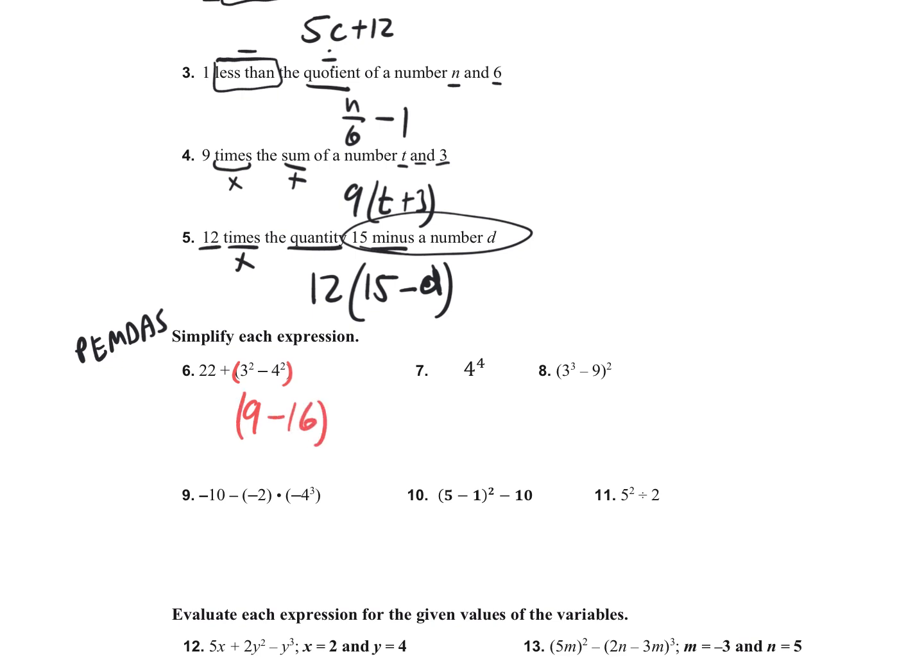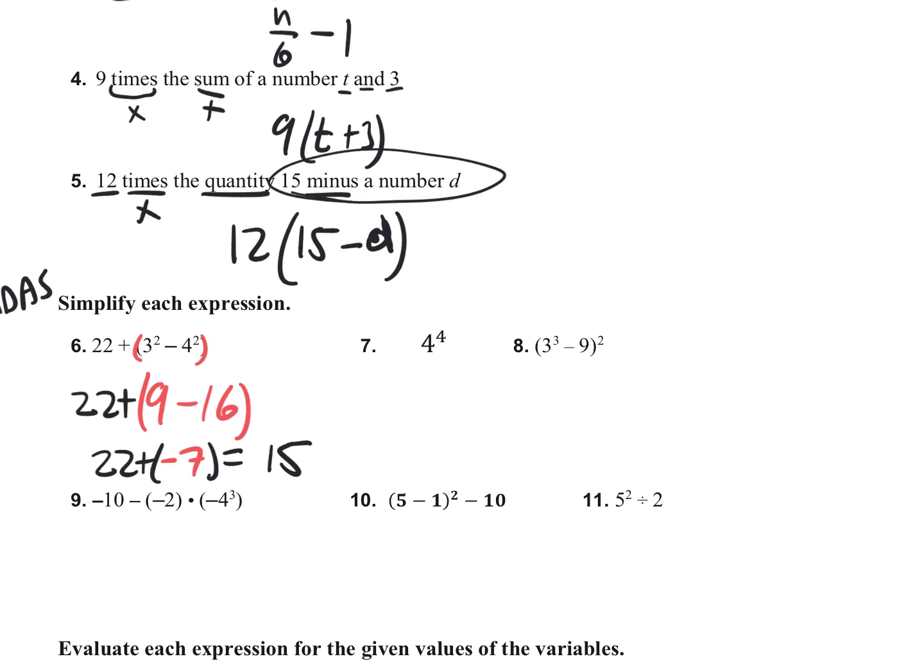So 9 minus 16. And then we didn't do anything to this 22, so I'm going to write it again: 22 plus 9 minus 16. Then 9 minus 16 is going to get you negative 7. So then doing 22 plus negative 7 is the same as 22 minus 7, so this is going to be 15.